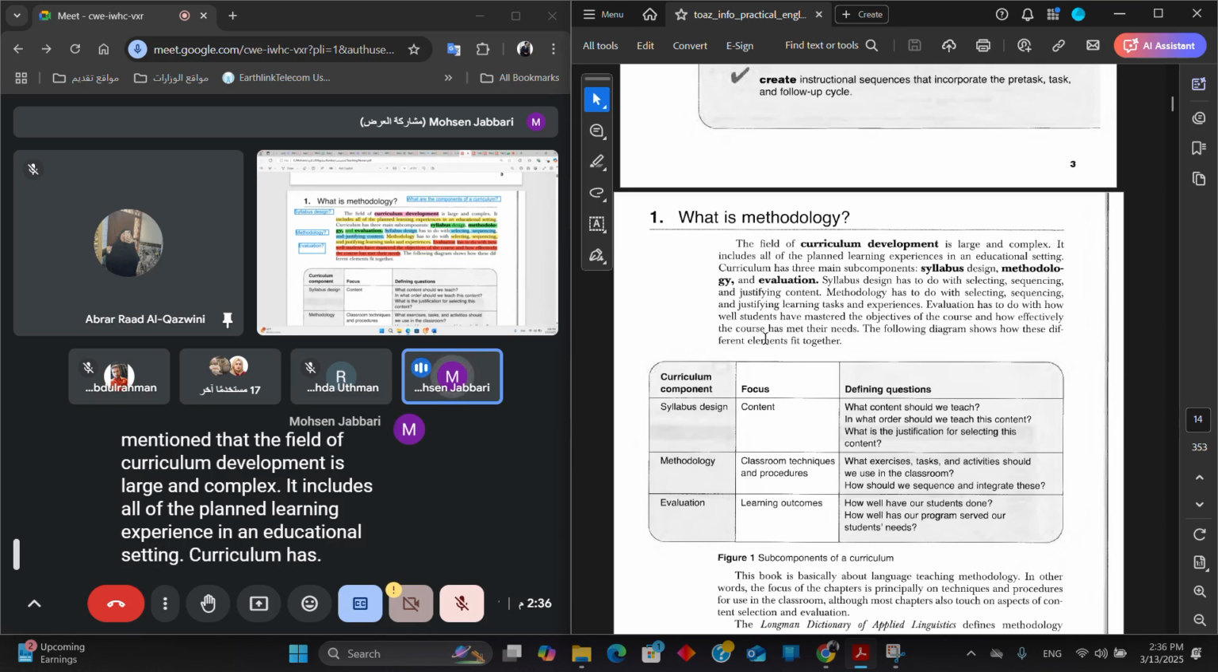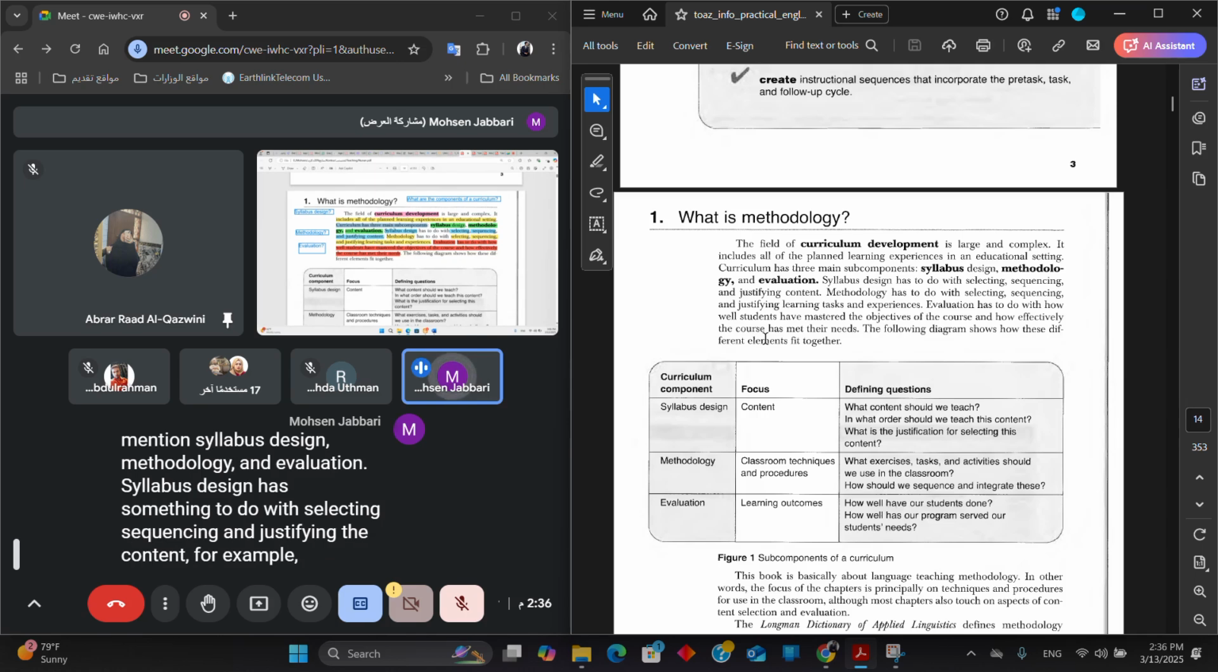Curriculum has three main subcomponents. It might be an exam question for you. Like if I asked you for the subcomponents of a curriculum, you have to mention syllabus design, methodology, and evaluation. Syllabus design has something to do with selecting, sequencing, and justifying the content.